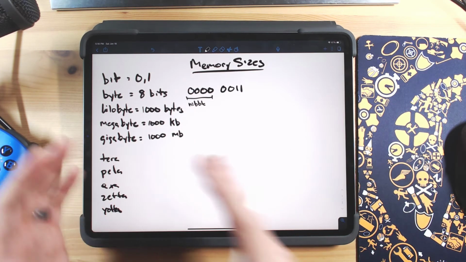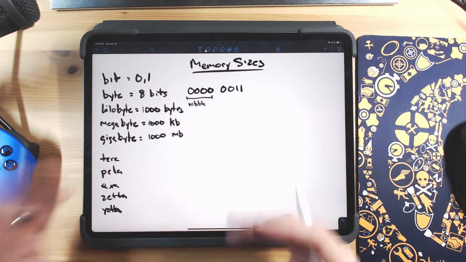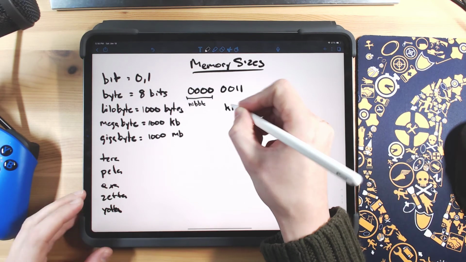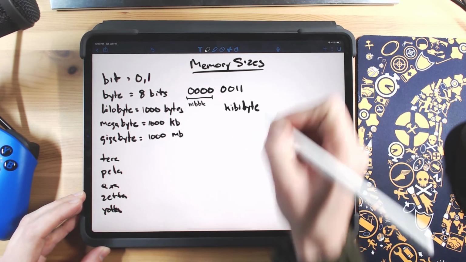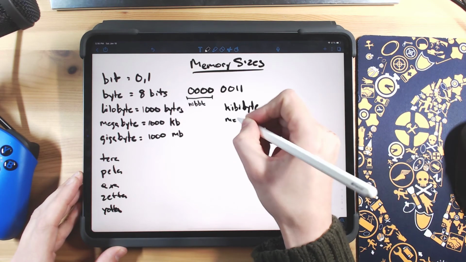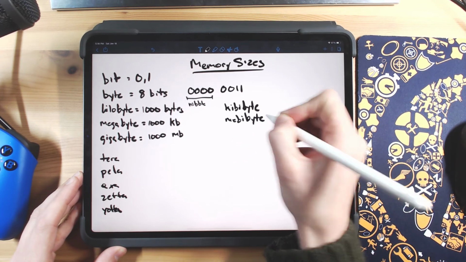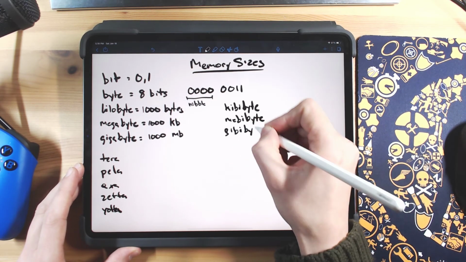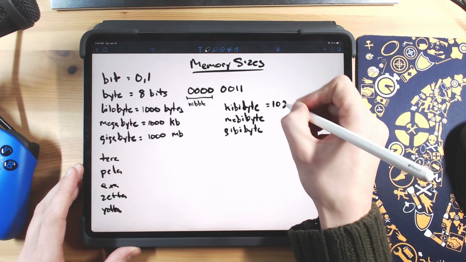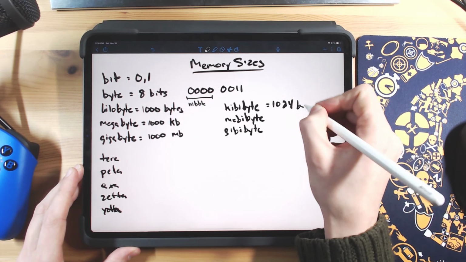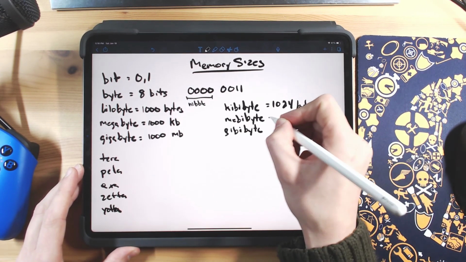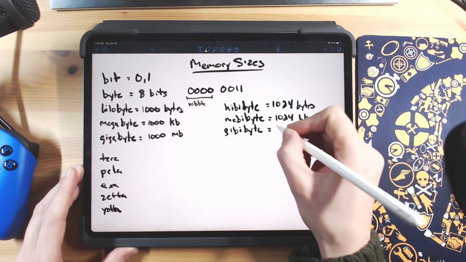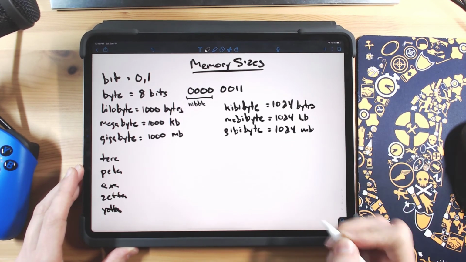Now, there's a slightly different naming convention for the proper terminology for these, which is actually instead of a kilobyte, it's a kibibyte. And instead of a megabyte, it's a mebibyte. And instead of a gigabyte, it's a gibibyte, right? So these are actually equal to 1024 bytes. And a megabyte is 1024 kilobytes. And a gigabyte is 1024 megabytes, right?